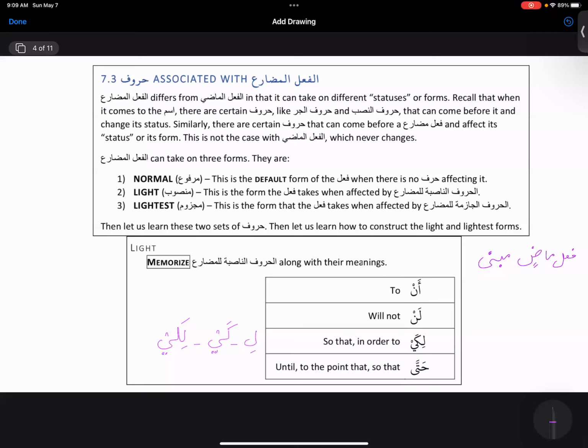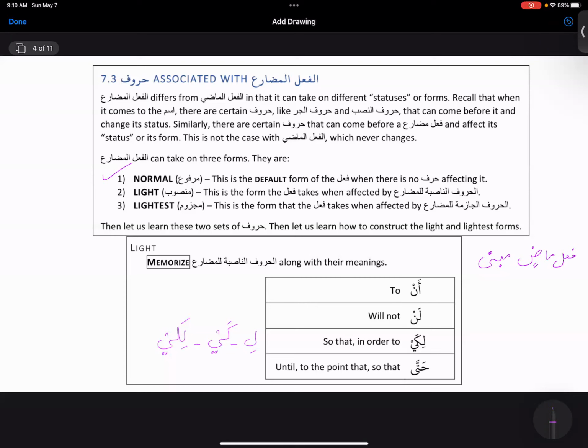But fail mudariya, today we are going to learn certain haruf, and when they come before fail mudariya, they are going to bring some change in fail mudariya. Whatever we learned so far about fail mudariya was basically a normal fail mudariya, and that is fail mudariya marfu.